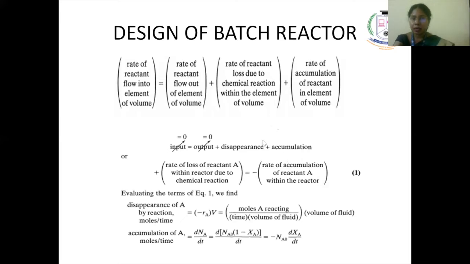Since we can understand from the operation of the batch reactor, during the reaction there is no input or output, so these two terms become zero. It is finally left with rate of loss of reactant A within the reactor due to chemical reaction, which will be equal to minus the rate of accumulation of reactant A within the reactor. When we write this in terms of disappearance, it becomes minus rA times V, and accumulation becomes dNA by dt.